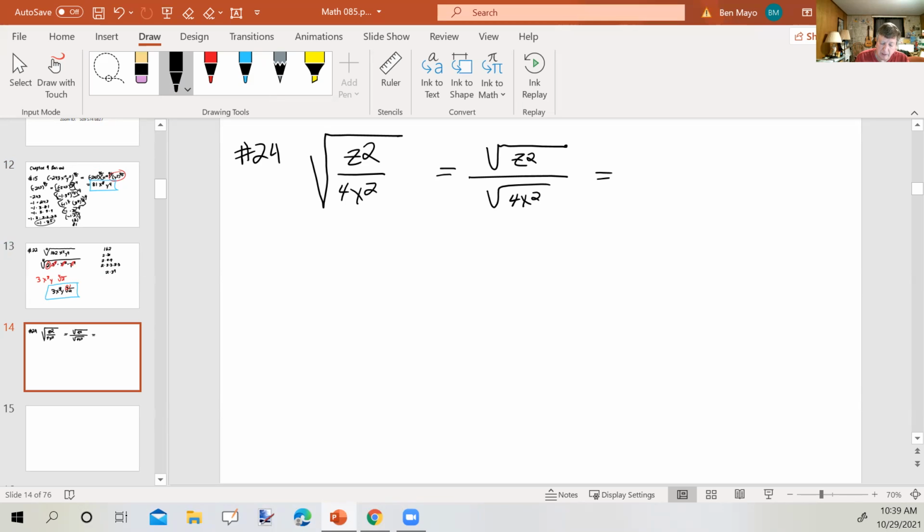All right. The square root of z squared is z. The square root of 4 is 2. And the square root of x squared is x. Again, I don't need any absolute value bars because the instructions said that all variables represent positive real numbers. So here is the final answer. Any questions about that one?